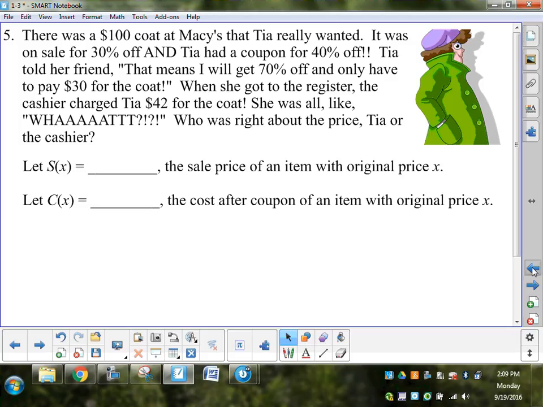My father, when I was growing up, used to do this in the car, when he would yell about my mother not understanding sales. You want that? 0.7 times X. You multiply it by how much remains. So my sale price would be 0.7X.